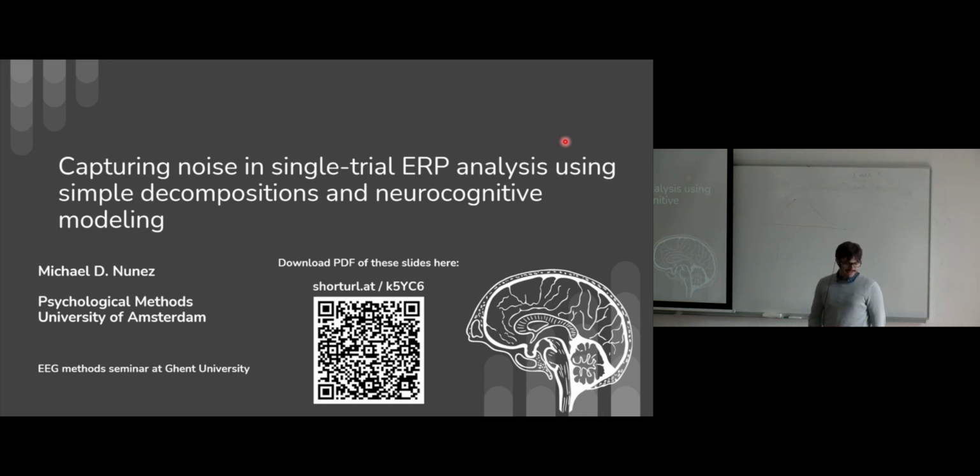So the title of my talk is Capturing Noise in Single Trial ERP Analysis Using Simple Decompositions in Neurocognitive Modeling. I'm going to start out talking about a really simple technique to find single trial potentials that you can use in your own research. And then I'll talk about some modeling that we're doing that I also think is helpful in capturing the noise in EEG.